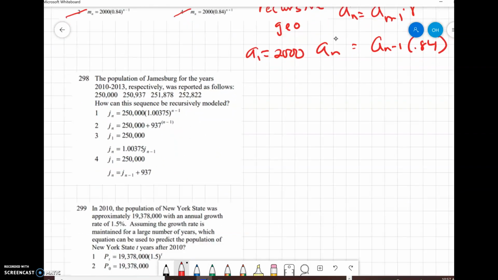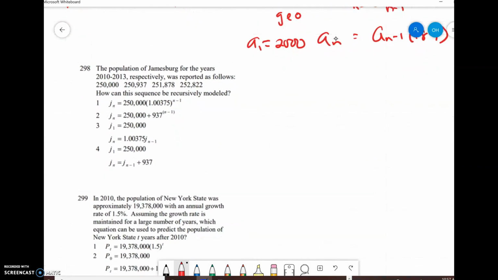Next question. Number 298. We have a population. They're a big fan of population problems because those tend to be exponential functions. Population of Jamesburg was reported as follows. How can the sequence be modeled recursively? Give me 1 second here.